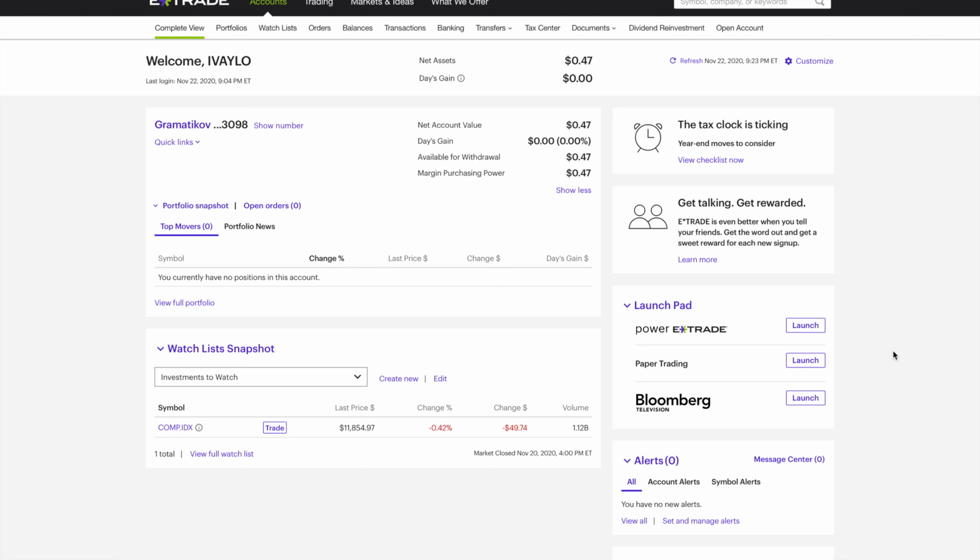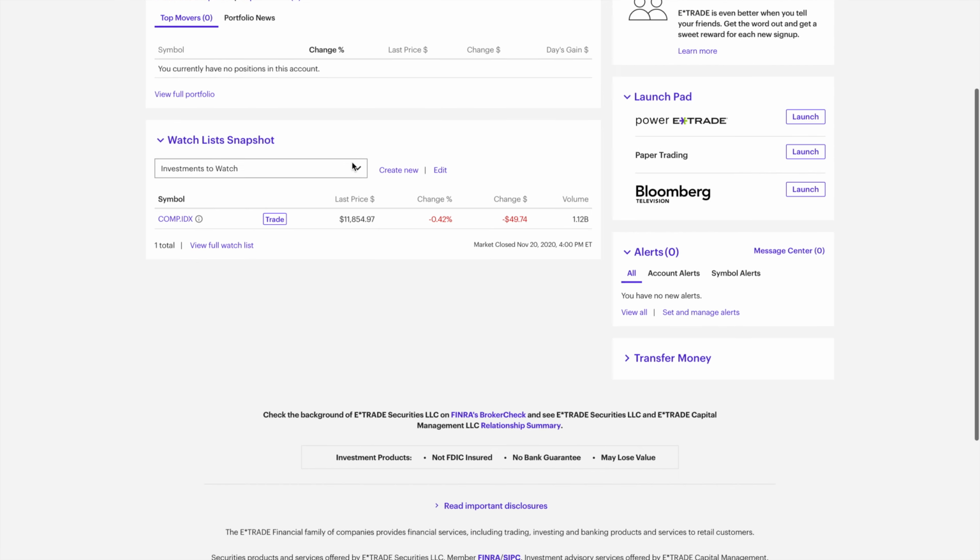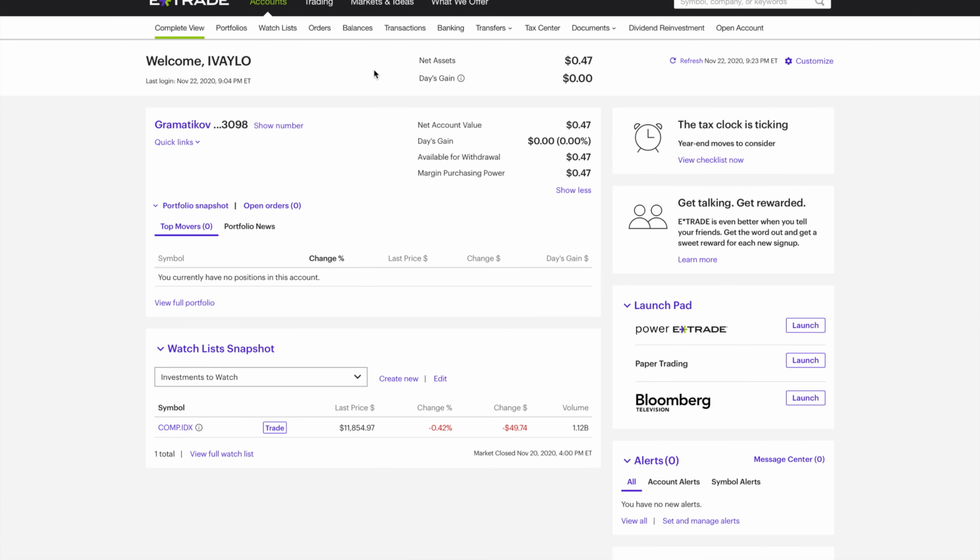So what you see right here at the moment is my personal account. I don't have any money inside this account. I have not used it for a very long time. This is how your back end is going to look inside the eTrade website. And from here, you have a few options. You can go to accounts, trading, markets and ideas, and what we offer.